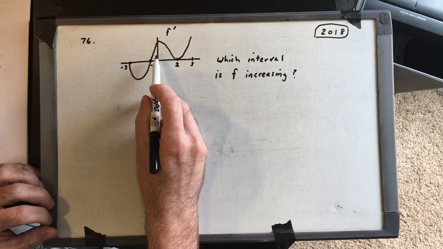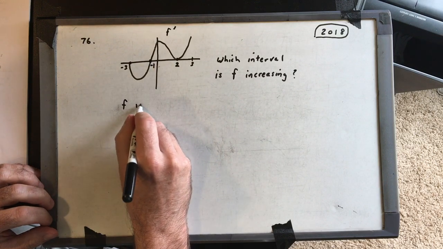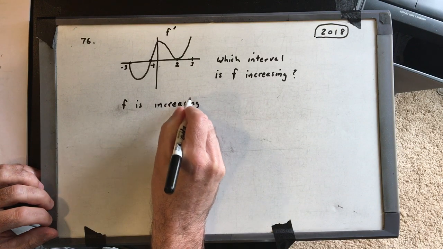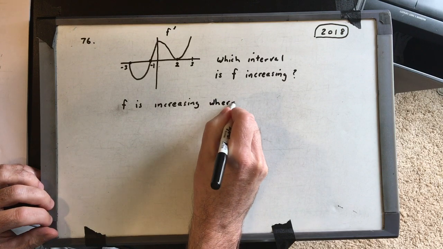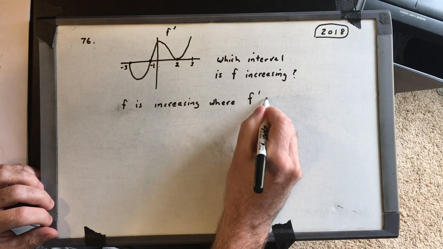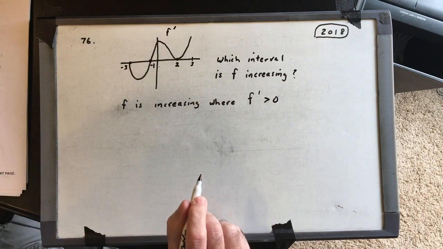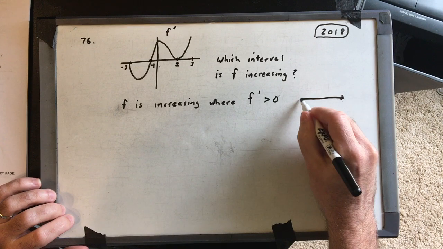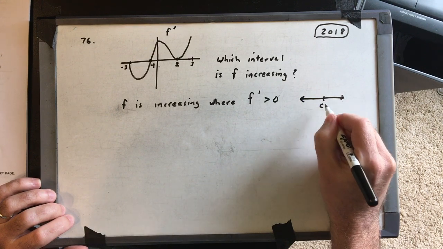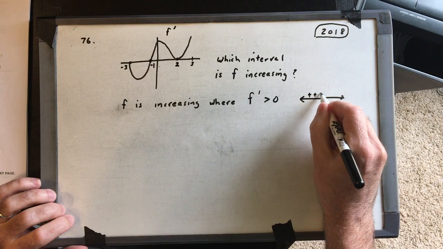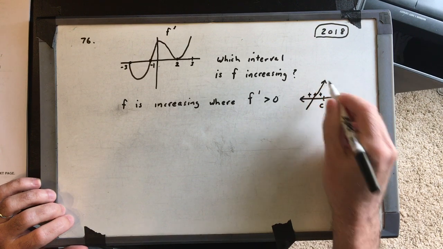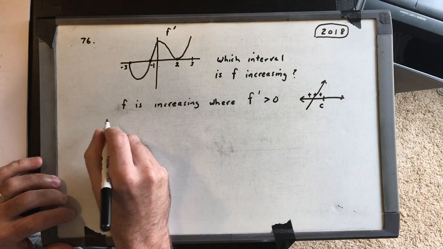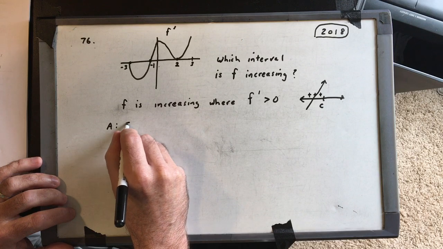So f is increasing where f prime is greater than 0. Okay? f prime is greater than 0. If you remember from when we did sign lines, and we'd have some sort of critical point, when the derivative was positive, the function was increasing. Okay, so let's look at the options that were given.